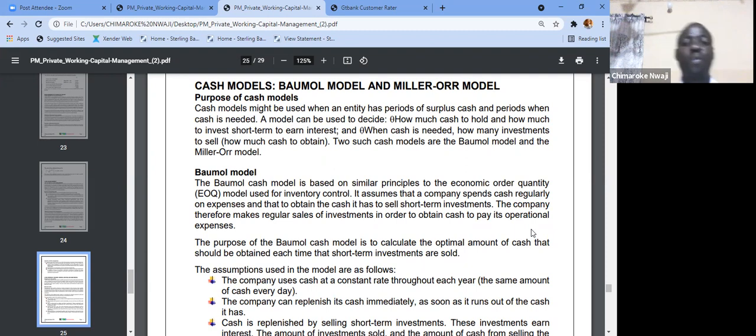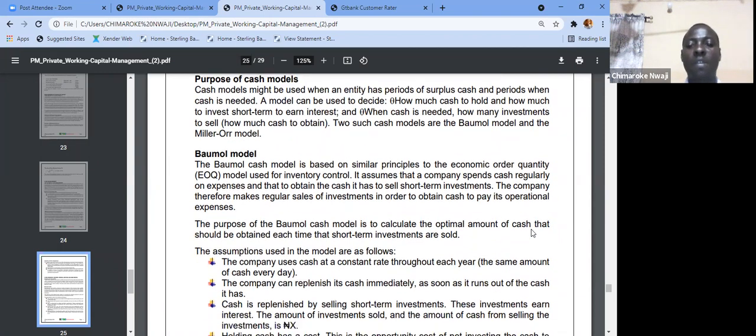Let's talk about the Baumol model. The Baumol model is based on the principle of EOQ. So it means that if you know EOQ so well for inventory, you can convert that principle for cash. You are going to tweak some aspects of inventory to suit cash so that you can use the same formula for cash.